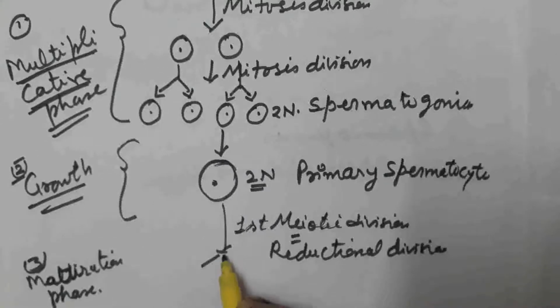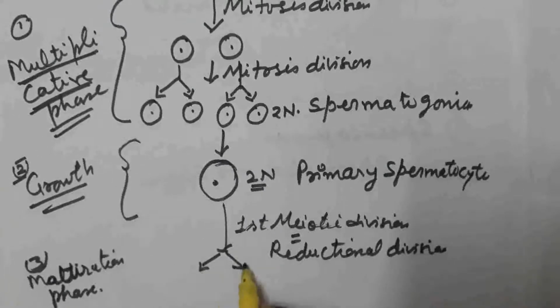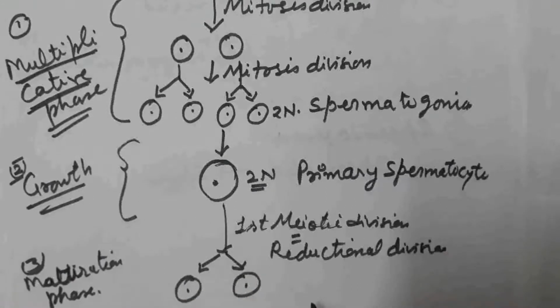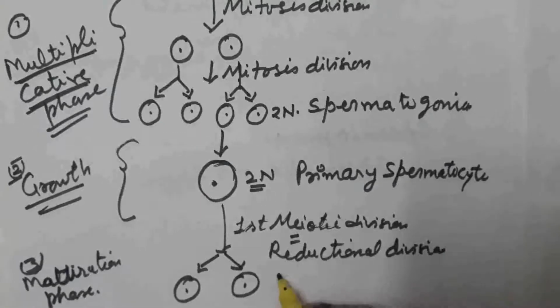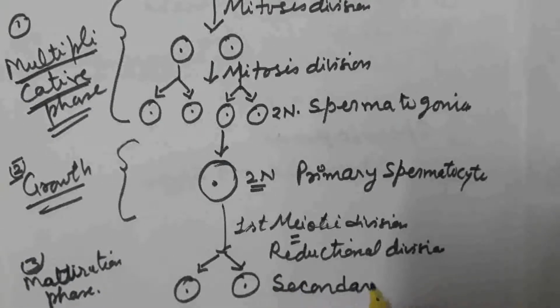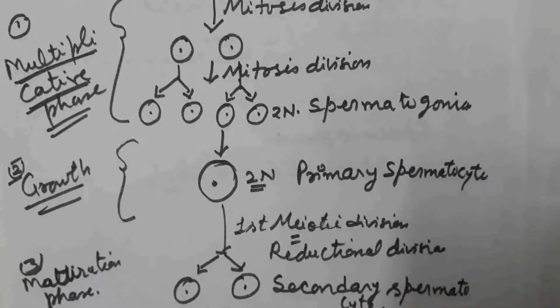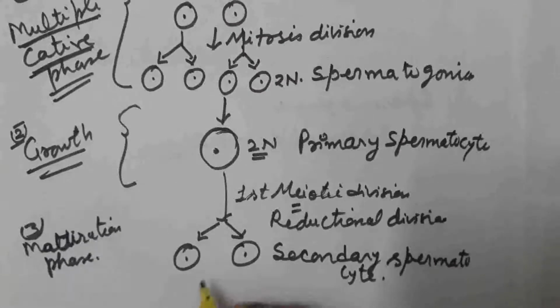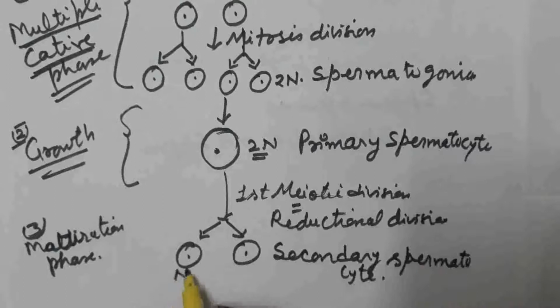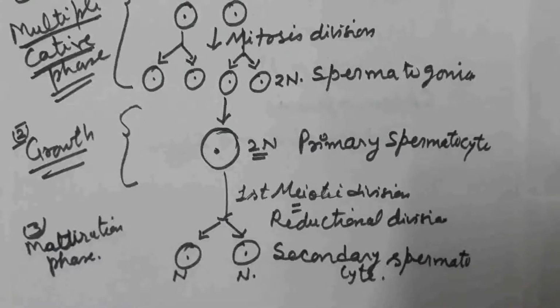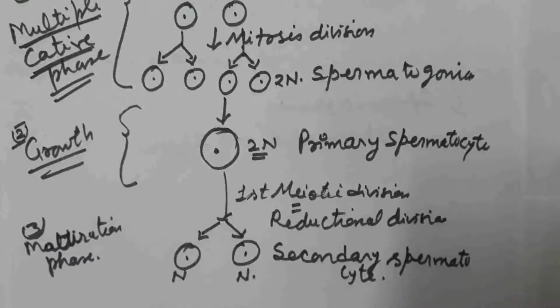After completion of meiosis 1, two cells are produced. We call these cells the secondary spermatocytes. The chromosome number in the secondary spermatocyte is reduced to half. Now it consists of n number of chromosomes, because meiosis 1 is the reductional division which reduces the chromosome number to half.